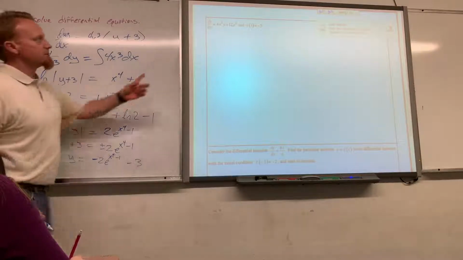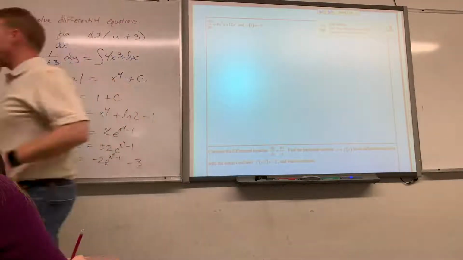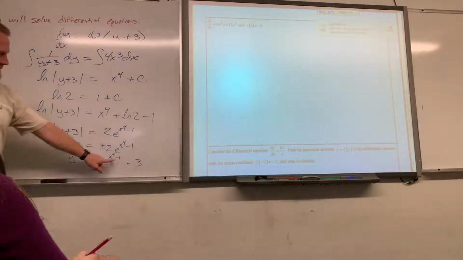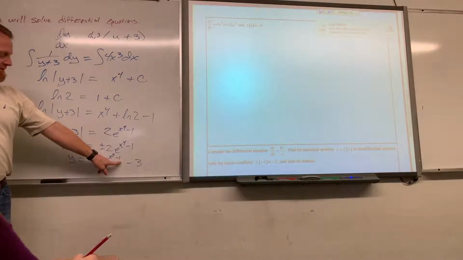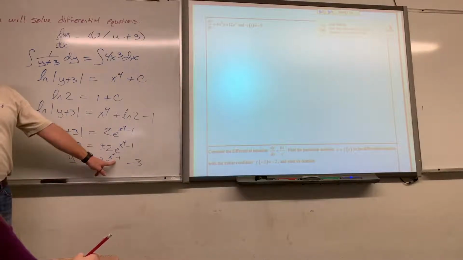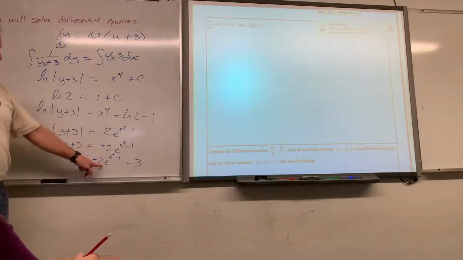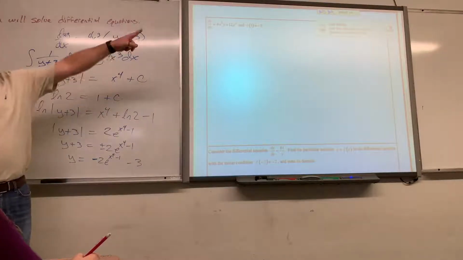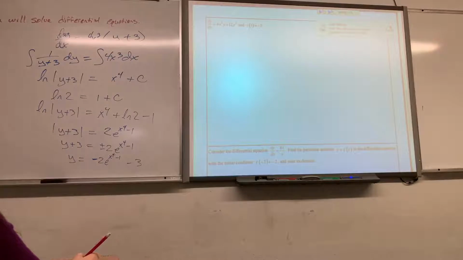Again, to check, plug in that 1. So 1 minus 1 gives me 0. E to the 0 power is 1. In order to get 2 at a negative 3 to turn into a negative 5, that 2 needs to be negative.